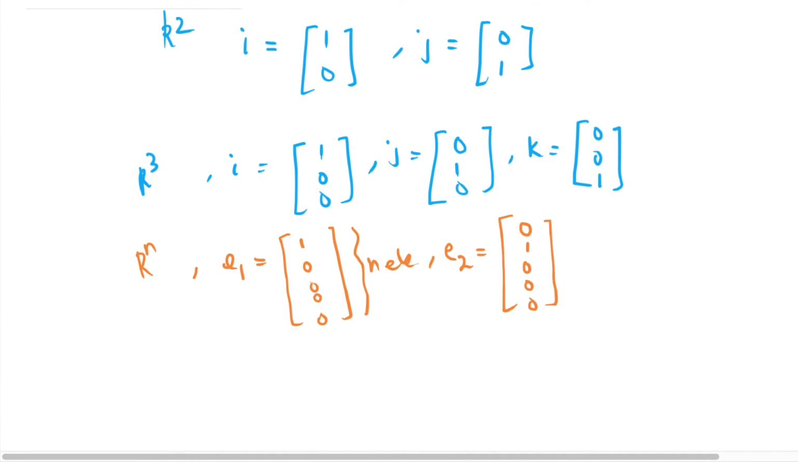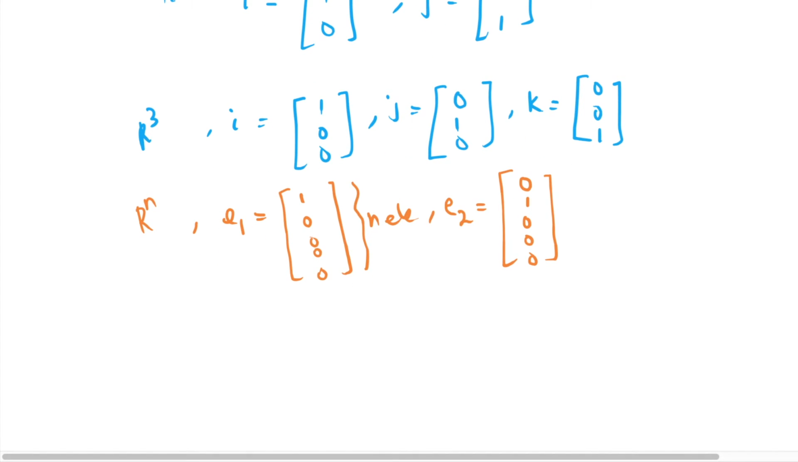So basically the standard basis vector ei of the Euclidean space Rn will have all its n elements 0 except the ith element. So this is the ith element.